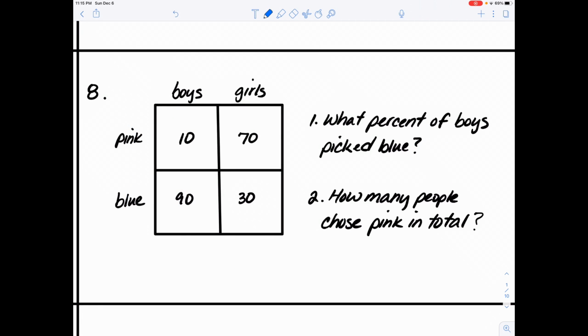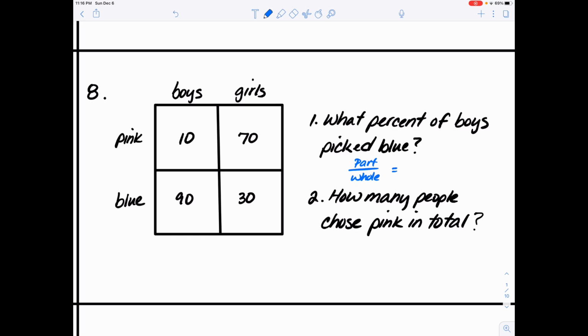Question number 8 is another table of values. This time we have boys and girls along the x-axis, and then our y-axis has pink and blue. Question number 1 says, what percent of boys picked blue? And recall that percent is part over the whole.